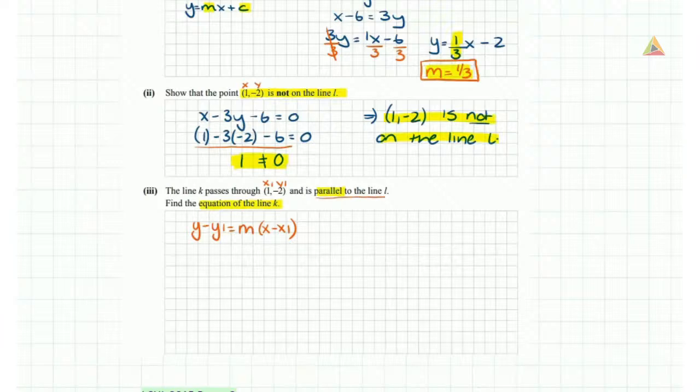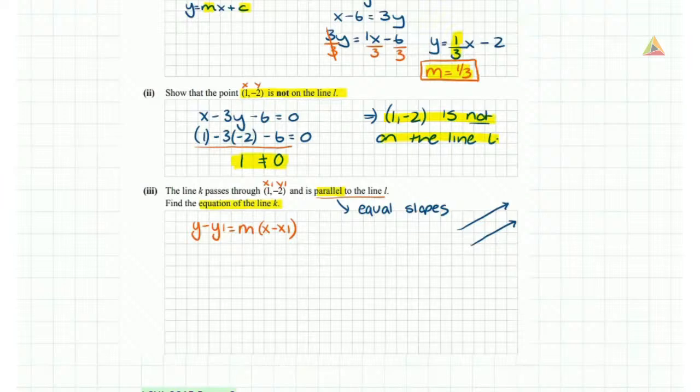They're telling me it's parallel to the line that we had up in part 1. So if it's parallel, that means that they're going to have equal slopes. That's what makes two lines parallel. So for example, there's parallel lines. They're heading in the same direction. They'll never meet. And it's the slope being equal that makes them parallel.